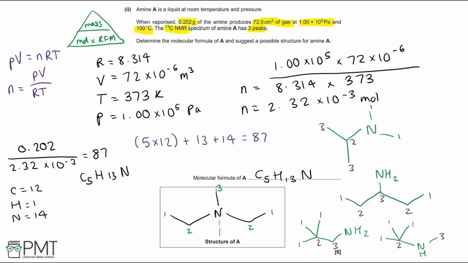So in order to get the 6 marks for this question, you get a mark for rearranging the ideal gas law to work out moles. You get a mark for plugging in the correct values into this rearranged format. You get a mark for your number of moles, so 2.32 times 10 to the negative 3 moles. That gets you a 3rd mark. Then you get your 4th mark for calculating 87 as the relative formula mass. You get your 5th mark for working out the molecular formula from this relative formula mass. And then you get your 6th mark for your proposed structure of A.